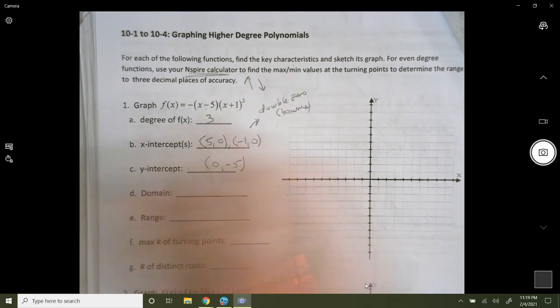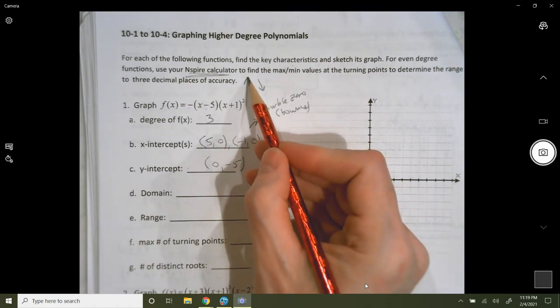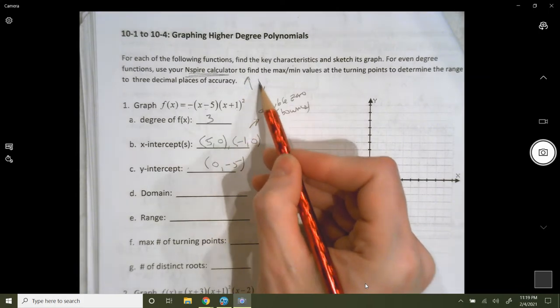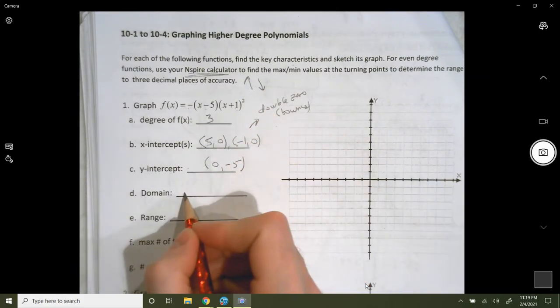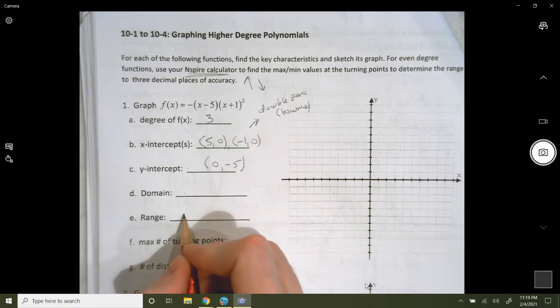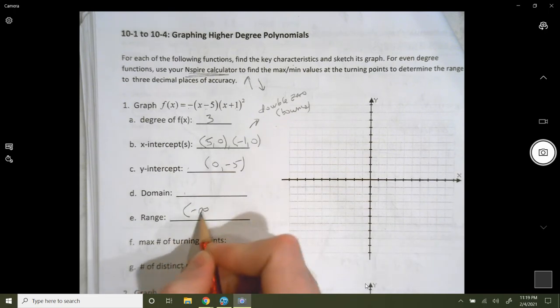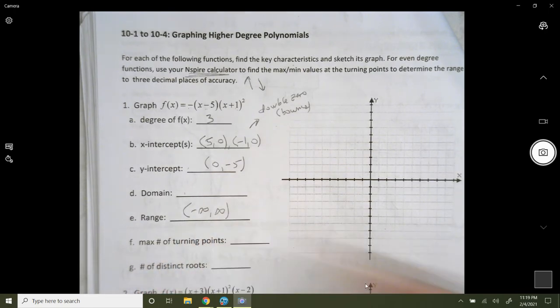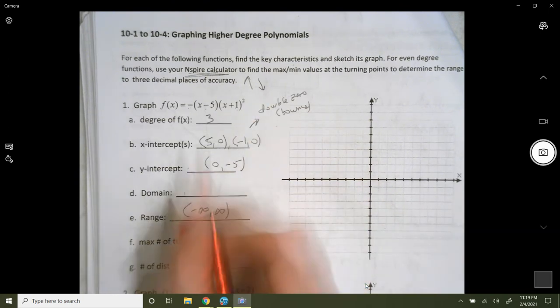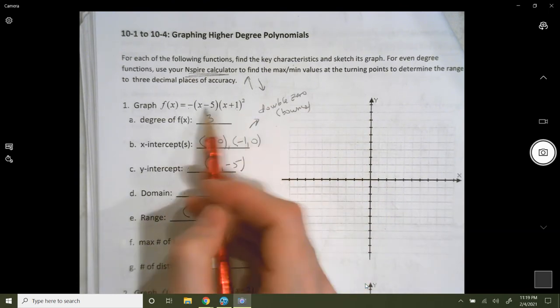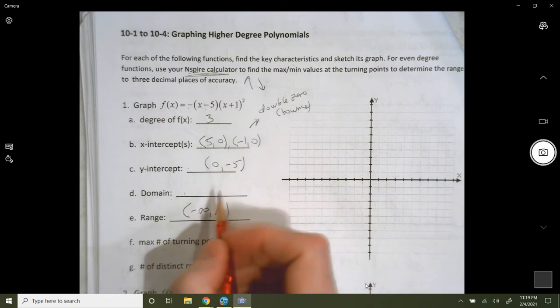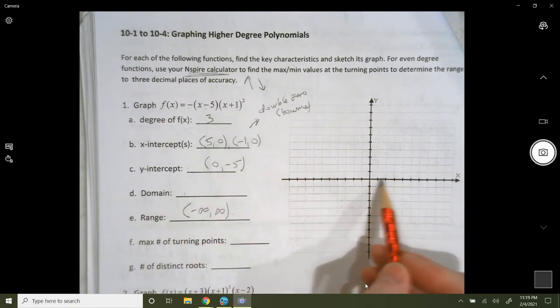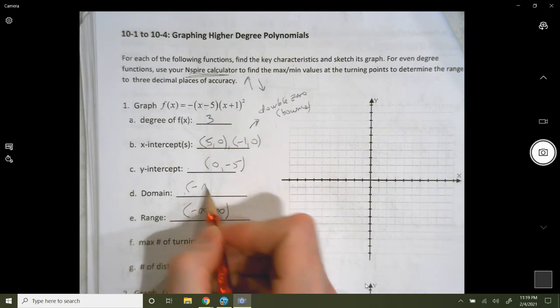Okay. And since we go up all the way to positive infinity, and we know that this is connected, and we'll go down to negative infinity, we know our range is all real numbers, so negative infinity to positive infinity. We also know our domain is all real numbers. There's no restrictions on what we can plug in for x. We're going to have a graph as x goes all the way to positive infinity and all the way to negative infinity. So all real numbers again.